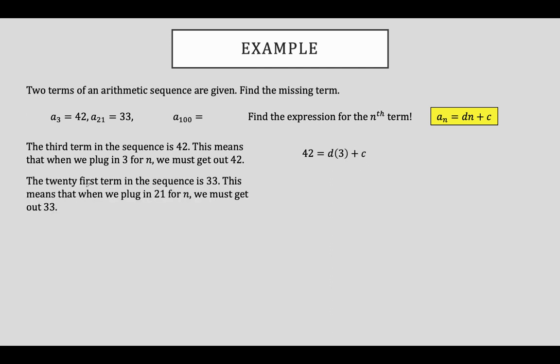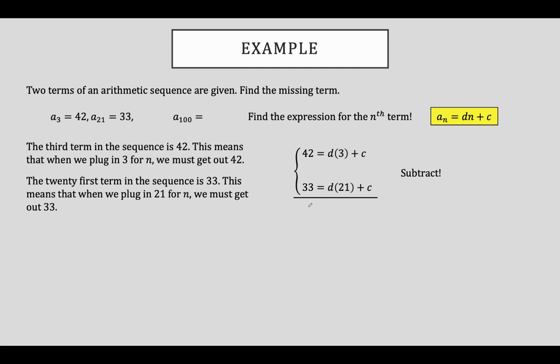The 21st term in the sequence is 33. This means that when we plug in 21 for n, we must get out 33. 33 is equal to d times 21 plus c. We have once again created a system of equations. We can solve using elimination and subtract our equations here.